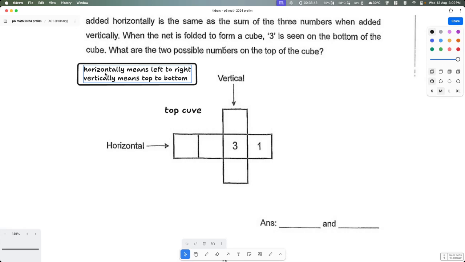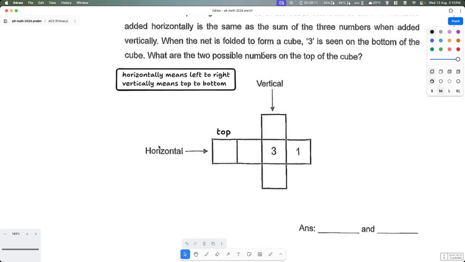For those who don't know, horizontally means left to right, vertically means top to bottom. Usually how I remember is V. V means pointing down, that means top to bottom. Anyway, top, what's this? Top is here. Can I drag this down? Yes, this is the top. So it's either two numbers, the two possible numbers, you can switch them up.